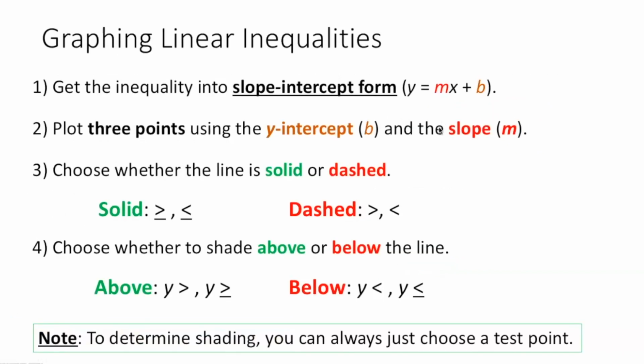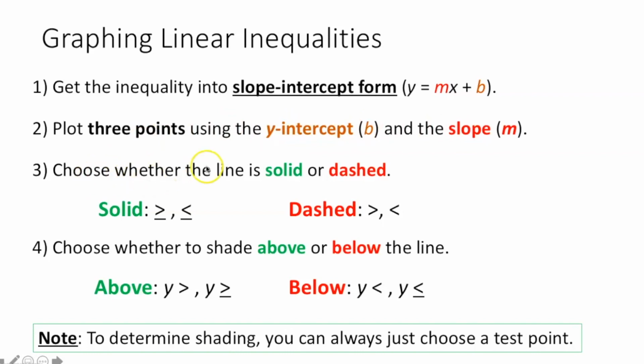Now let's talk about graphing linear inequalities. The first thing you want to do when you're graphing a linear inequality is get the inequality into slope-intercept form, y equals mx plus b. Now in this case it's going to be a linear inequality, meaning that it's not going to be an equal sign in here, it's going to be an inequality symbol, but that's okay. Next, we're going to plot 3 points using the y-intercept and the slope. So we're going to plot the y-intercept and use the slope to get the other 2 points.